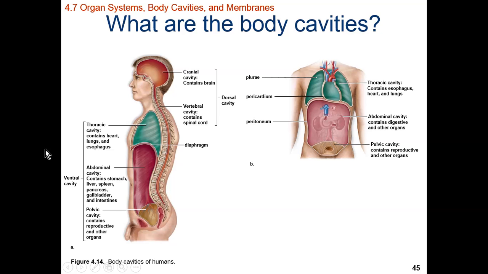The ventral cavity is the largest body cavity, and it can be broken down into the thoracic or chest cavity. Then we have the abdominal and pelvic cavities, which are also part of the ventral cavity. Oftentimes the abdominal and pelvic cavities are combined and referred to as the abdominopelvic cavity. Sometimes it can just be referred to as the peritoneal cavity as well. That's another term for that.